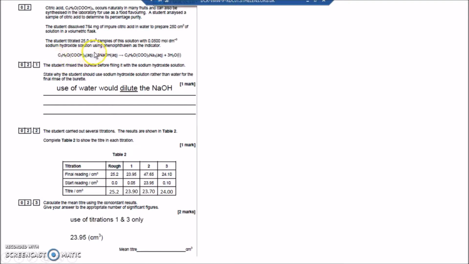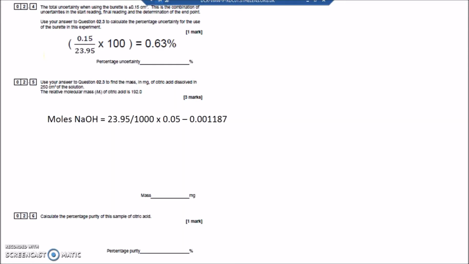1 mole of the acid reacts with 3 moles of sodium hydroxide, 1 to 3. So if I take the number of moles of sodium hydroxide and divide by 3, it will give me the number of moles of the acid. So I take that 0.001187 and divide by 3, I'll get the number of moles of acid. I need to multiply by 10, however, because I've worked out the number of moles of acid in 25 centimeters cubed sample. I want to know how many are in the 250 centimeters cubed sample.